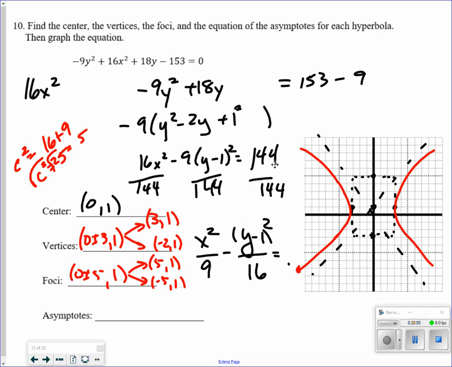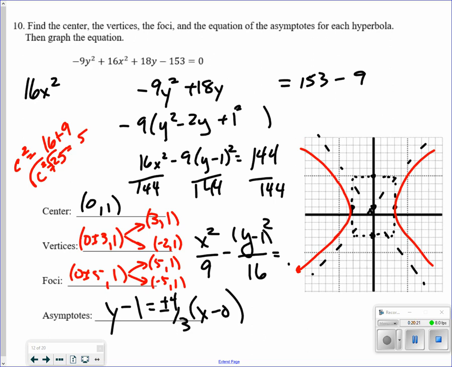And the asymptotes, it's always y minus the y of the center, slope, x minus the x of the center. You actually don't need the 0 there, but just talking about that. You went up and down 4, left and right 3, so the rise and the run is 4/3.